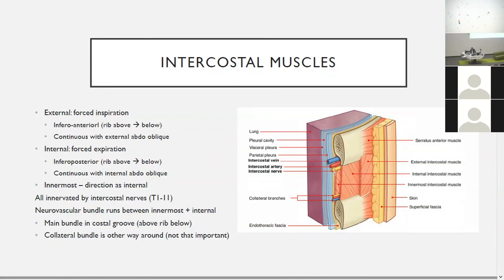And between your innermost and internal, you have your neurovascular bundle. So there's the main neurovascular bundle, which runs in the costal groove on the inferior aspect of your ribs. And then you have a collateral bundle, which runs on the superior aspect. So that's why when you're trying to put a needle in, they always say do it above the rib below, so that you can avoid this bundle. We don't really care much about this one because there's not much going on there.